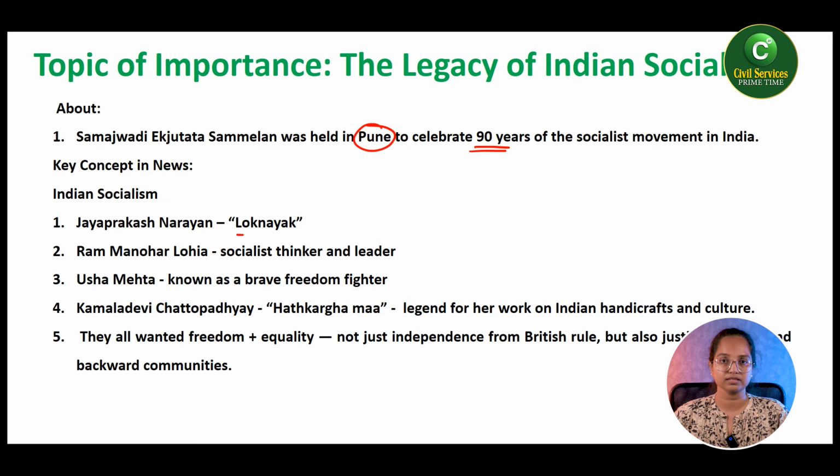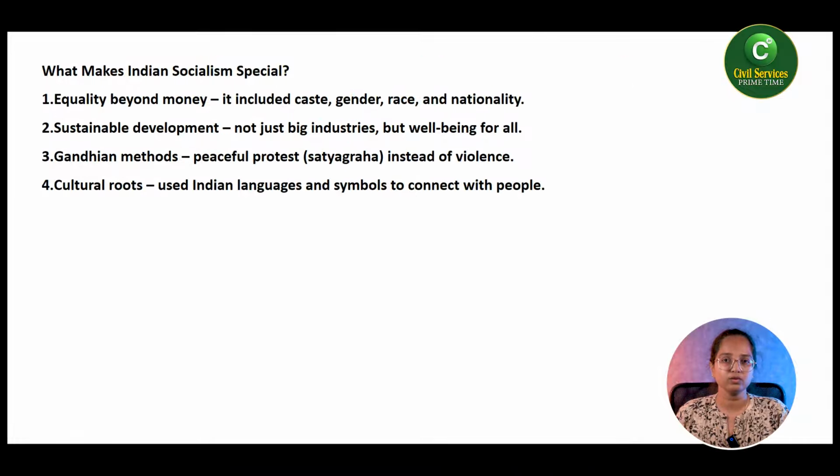Our Indian socialism is a blend of Gandhism and Marxism, leaning heavily towards Gandhian socialism. And our legends like Jayaprakash Narayan, who is called Loknayak, is remembered as a Gandhian Sarvodaya leader. And Ram Manohar Lohia, Usha Mehta, Kamaladevi Chattopadhyay, they all wanted freedom and equality, but also justice for poor and backward communities. Now, what makes Indian socialism so special? It has given more importance to equality than to money, which included caste, gender, race, and nationality, and also sustainable development.